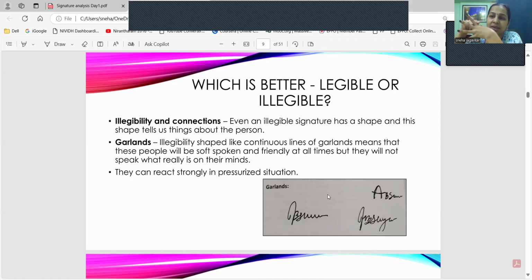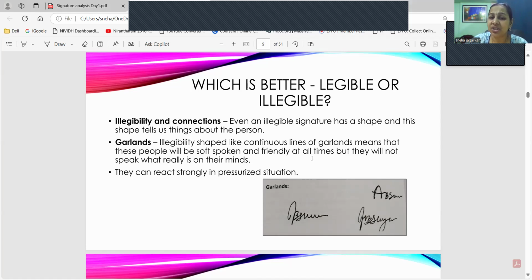Once you're able to understand which category the client or the signature falls into, then give the analysis of that particular part. See to it that you don't mix up and give analysis of something else. I mean, you can see it is a garland, but then you end up giving loop aspect analysis. Don't do that.